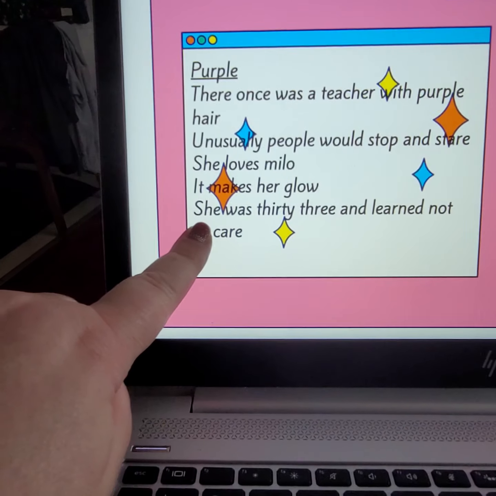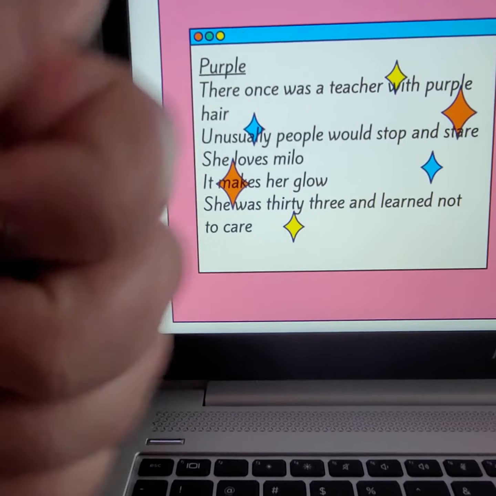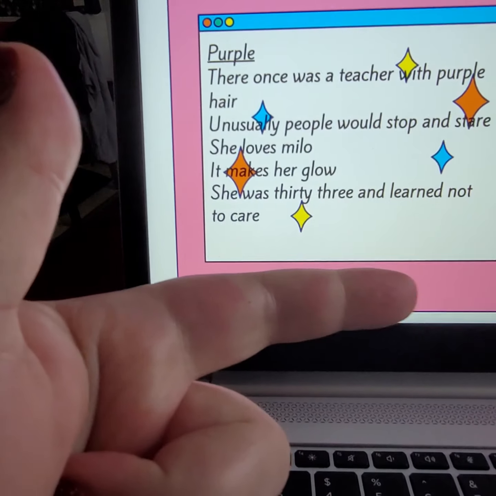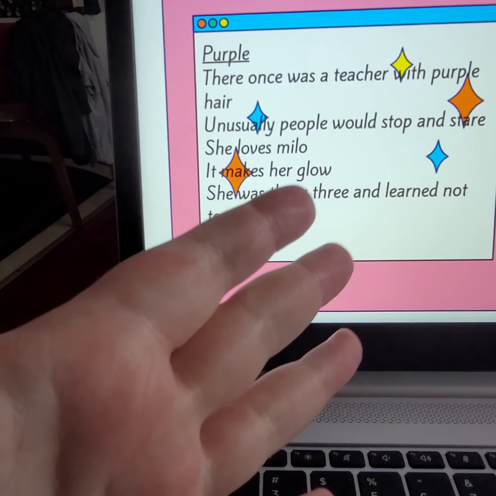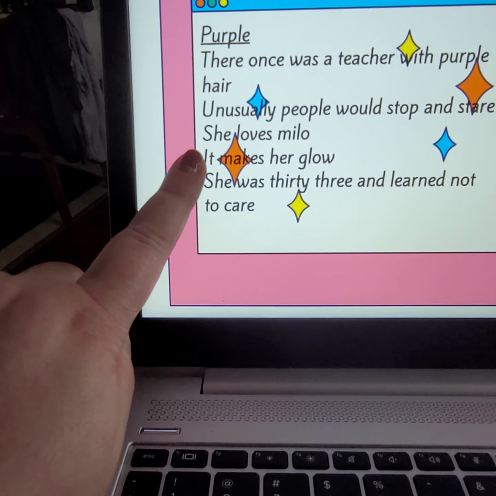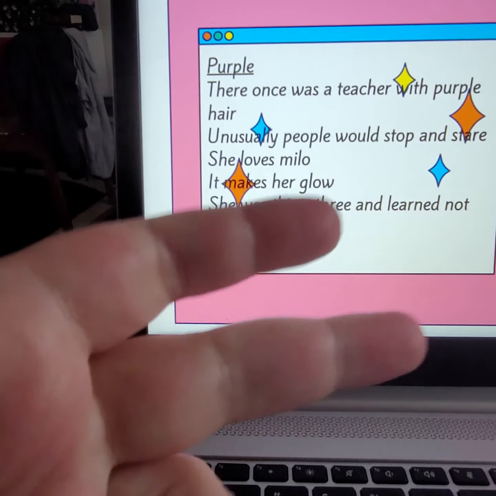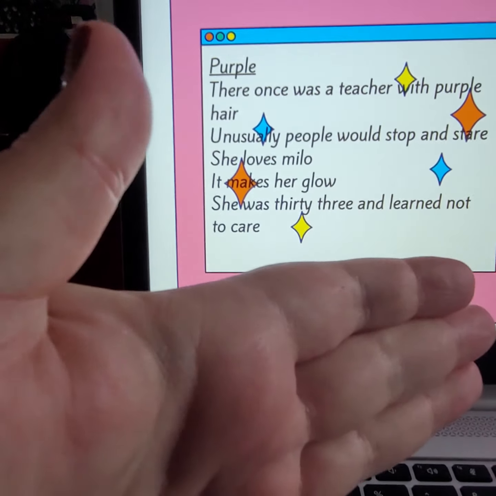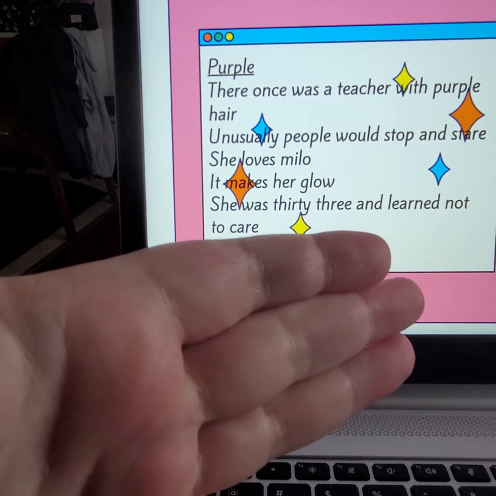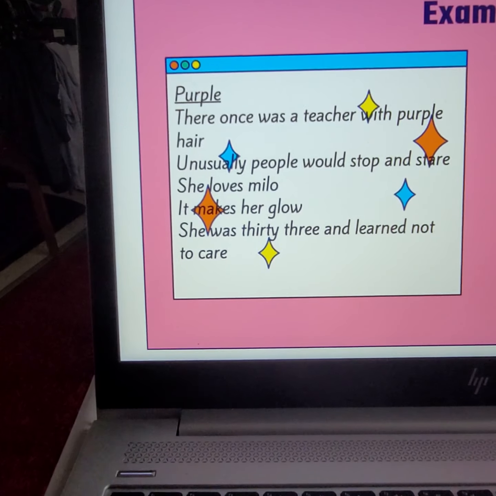Now I'm going to check line 5 because that also needs 10 syllables just as lines 1 and 2. She was 33 and learned not to care. Yep, 10 syllables. Lines 3 and 4 also need the same amount of syllables, so let's check those. She loves Milo. That's 4 syllables. It makes her glow. Also 4 syllables. So this poem is a limerick because I have followed the rules.